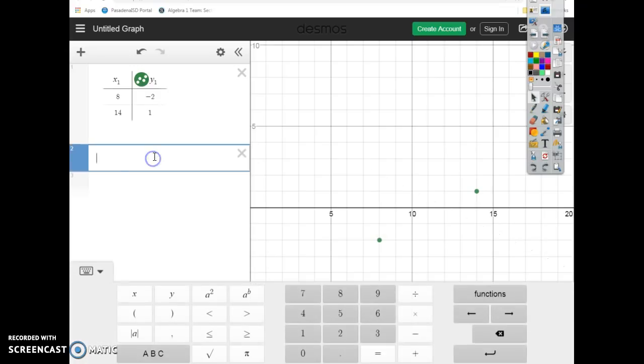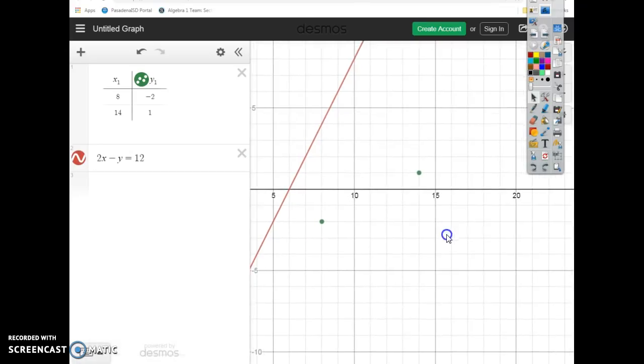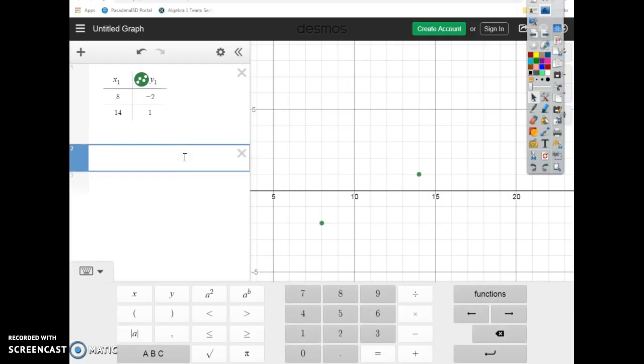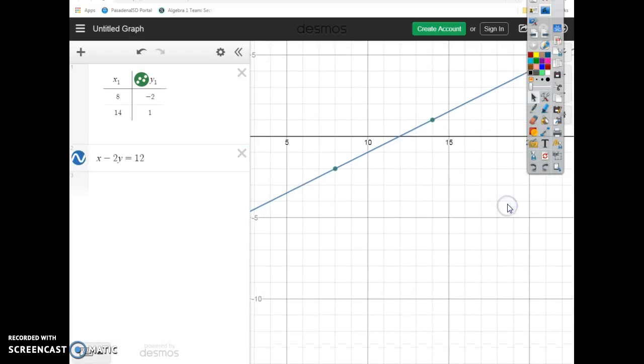Let's try letter C. 2x minus y equals 12. And that one still does not go through my points. So the last one, letter D, x minus 2y equals 12 is the line that goes through my 2 points. Okay, so again, we're going to have to add the answers and add the table at the same time and make sure that it goes through those 2 points.